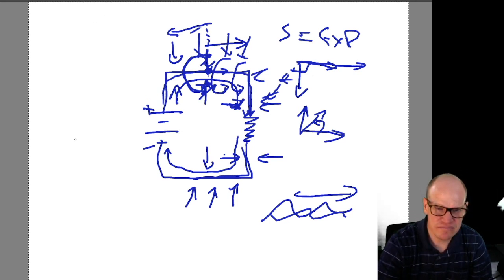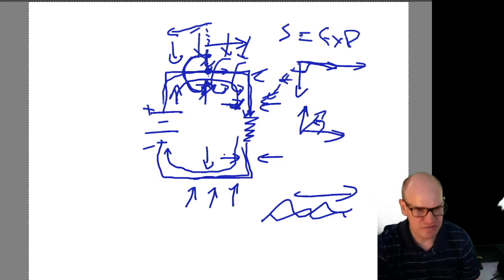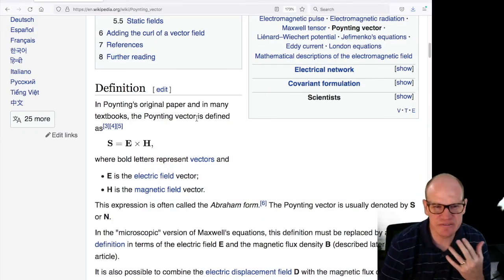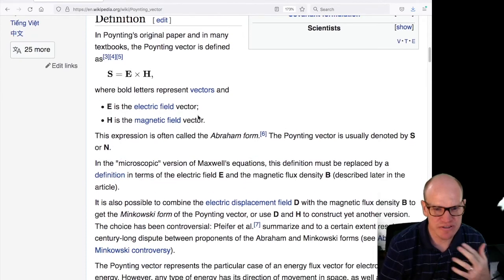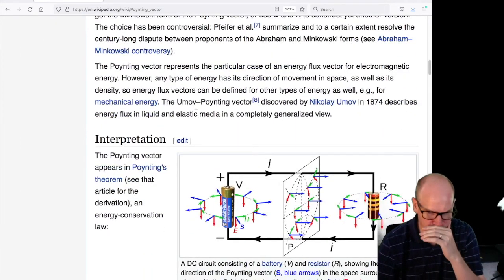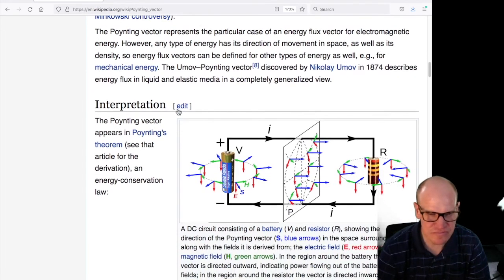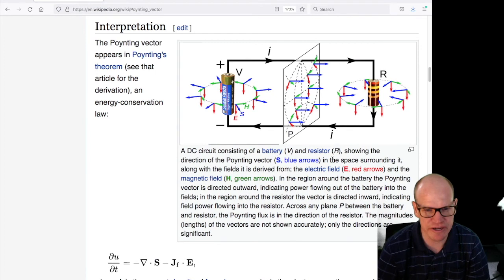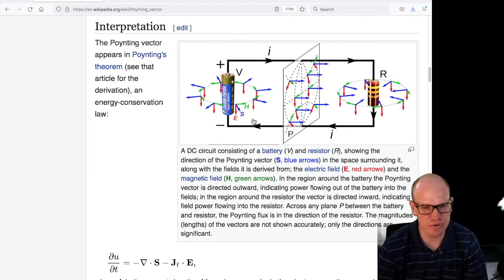I guess I pulled it up already, so let's see. Because E squared and B squared are related to each other. Okay, here's a DC circuit showing the battery and the pointing vector S in blue arrows. So you can see that the pointing vector is pointing outwards from the battery.